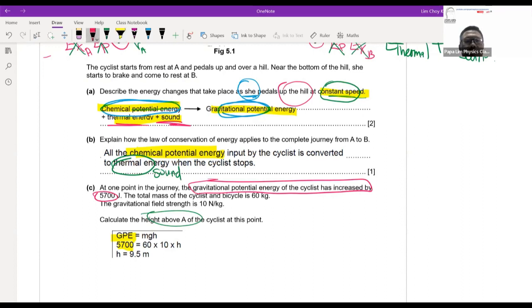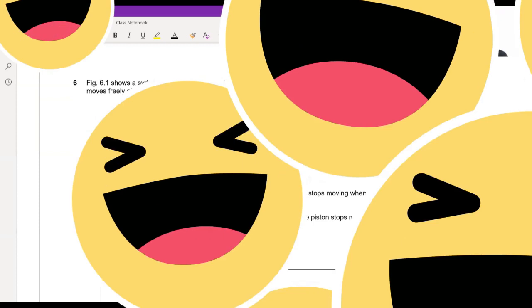So it's a simple substitution of the formula, mgh. Sorry, and I want to find h. What is h? If you do a simple manipulation of the math, you'll find that h will actually be 9.5 meters. Okay, quite easily done.